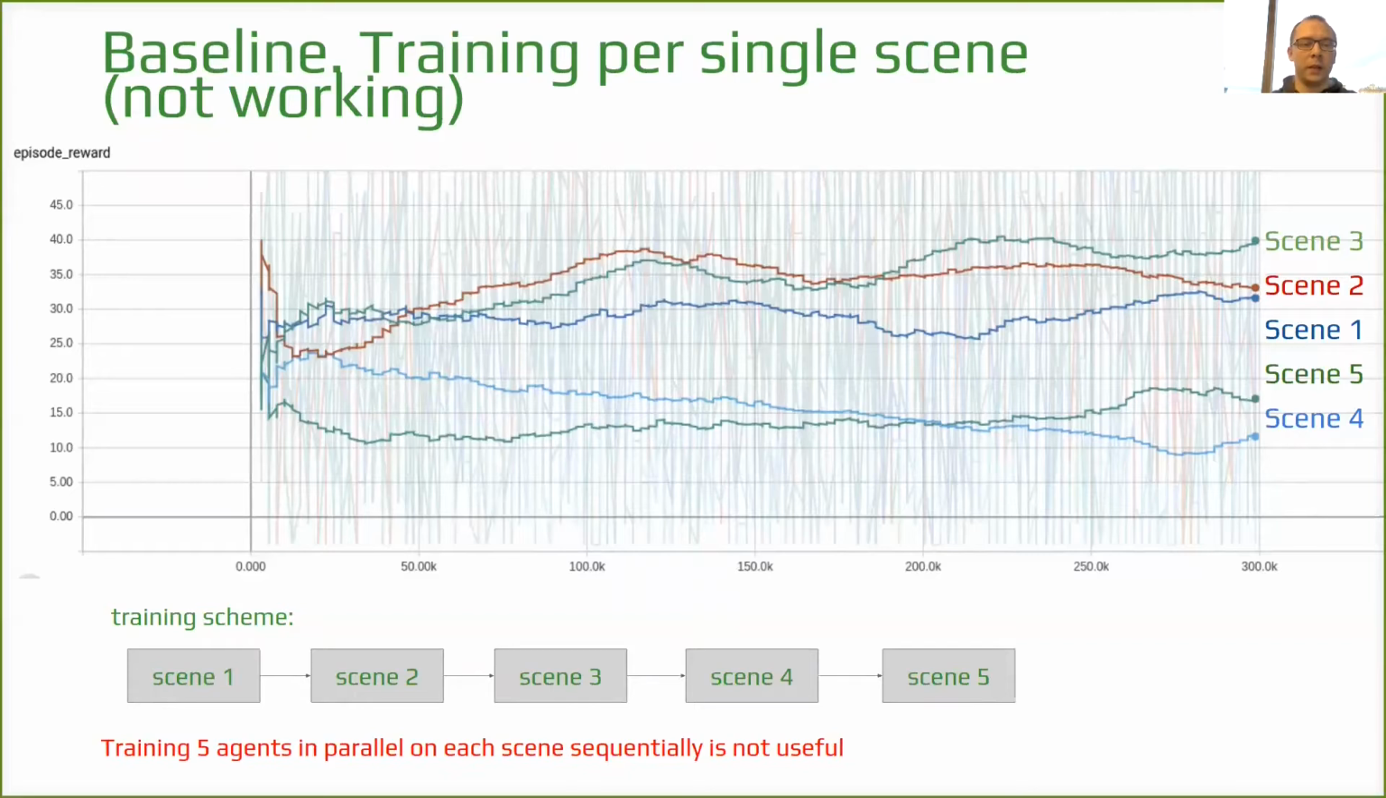After we trained the baseline for 3 million total steps, we trained agents sequentially on a single scene. Therefore, we trained 5 agents on the first scene with 300,000 total steps, then on the second scene, and so on. Here you can see graphs of episode reward in different scenes. On the third, second, and first scenes, you may see that the agent is learning to collect fruits better and better, but on scenes 4 and 5, scores are a bit disappointing. So our main goal was to improve agent performance.